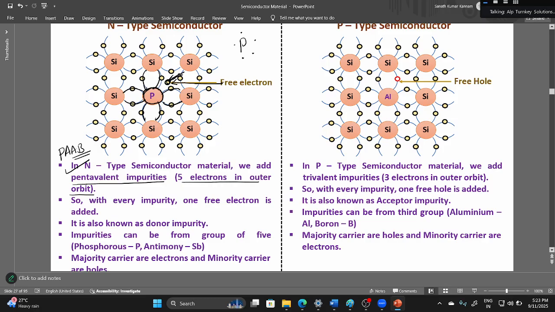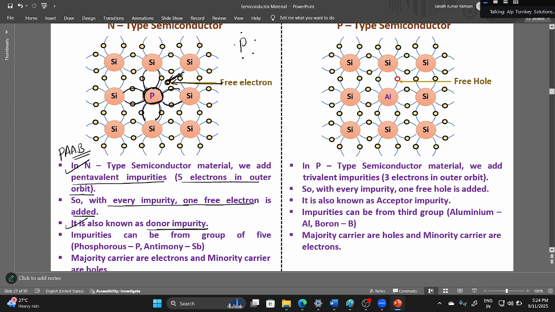Donor impurity is nothing but what? It is donating the electron. One free electron it is donating. Suppose like donors, who are the donors? In the blood, those who give the blood we call donors. So they will give blood. Like that, those who have an excess amount will give a donation to some orphanage. Here, this impurity has an excess of electrons, that's why we call it a donor impurity.